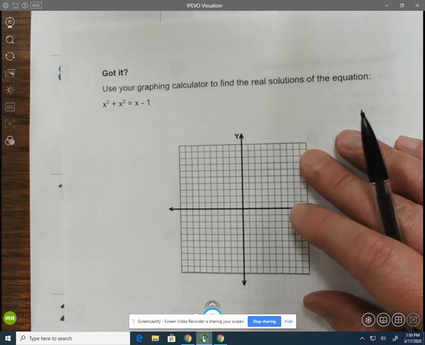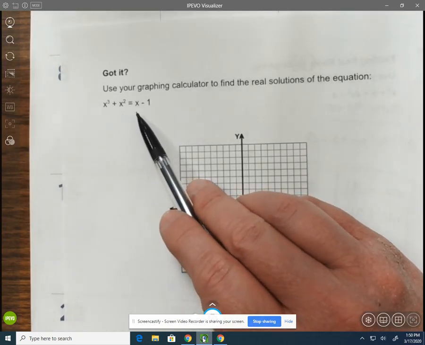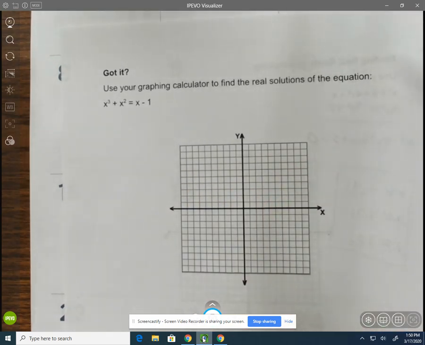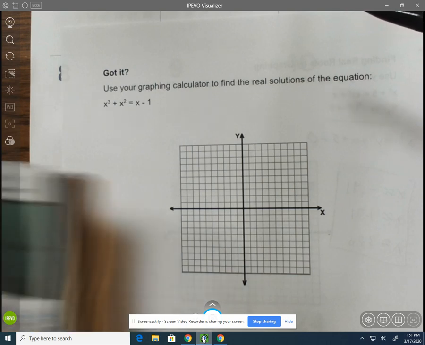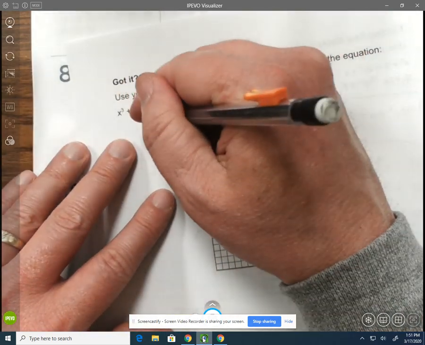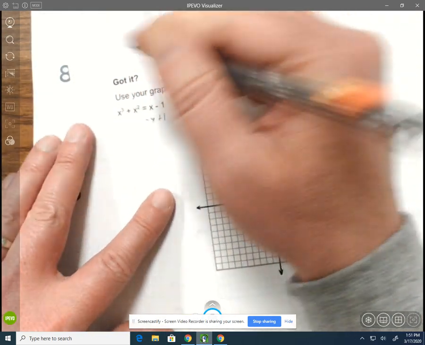All right, so take a look at this one. x cubed plus x squared equals x minus 1. Again, if you want to hit the pause button, feel free. Give this one a try, but we're going to do it together here in just a little bit. All right, so let's see here. Hopefully you got a solution here. Let's see if I can match it.